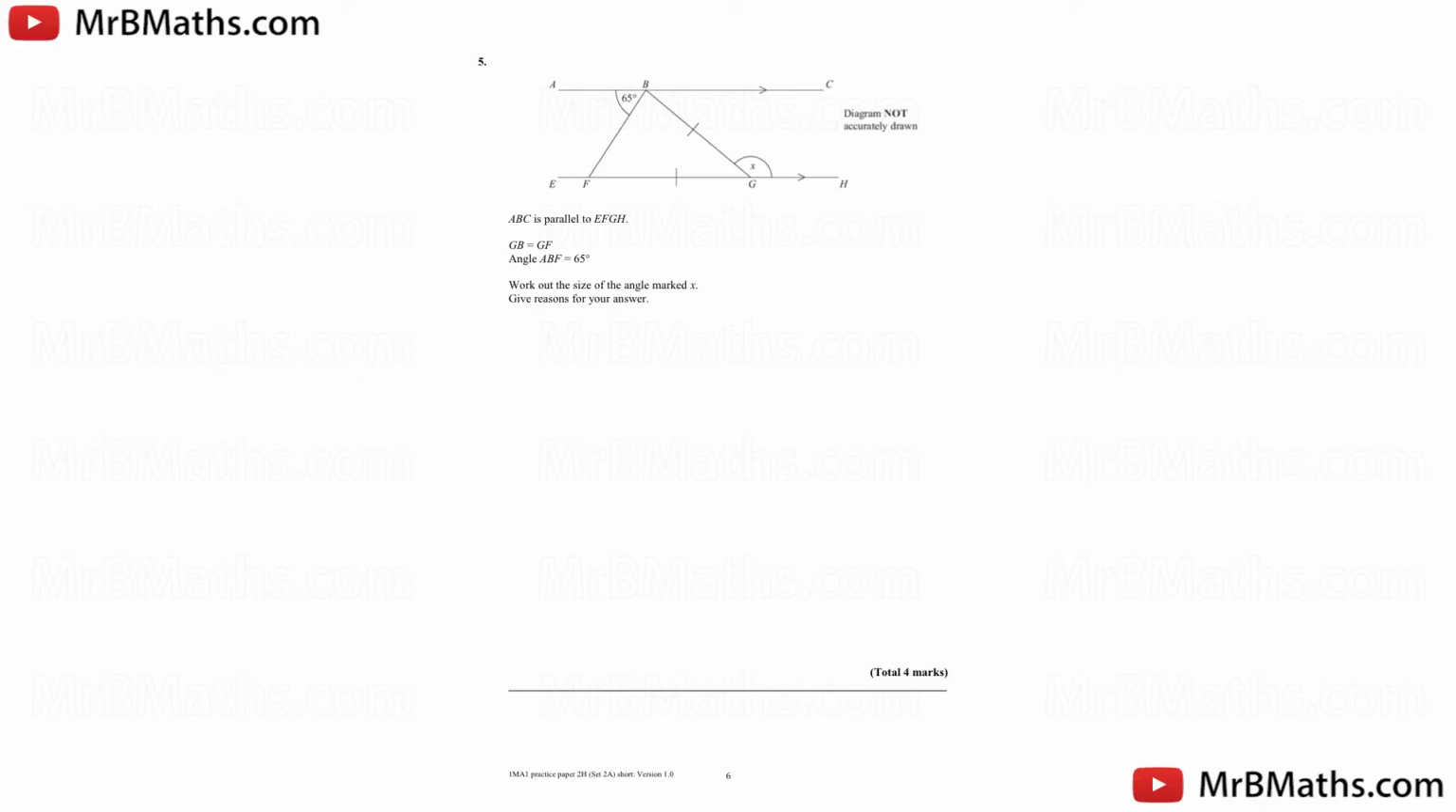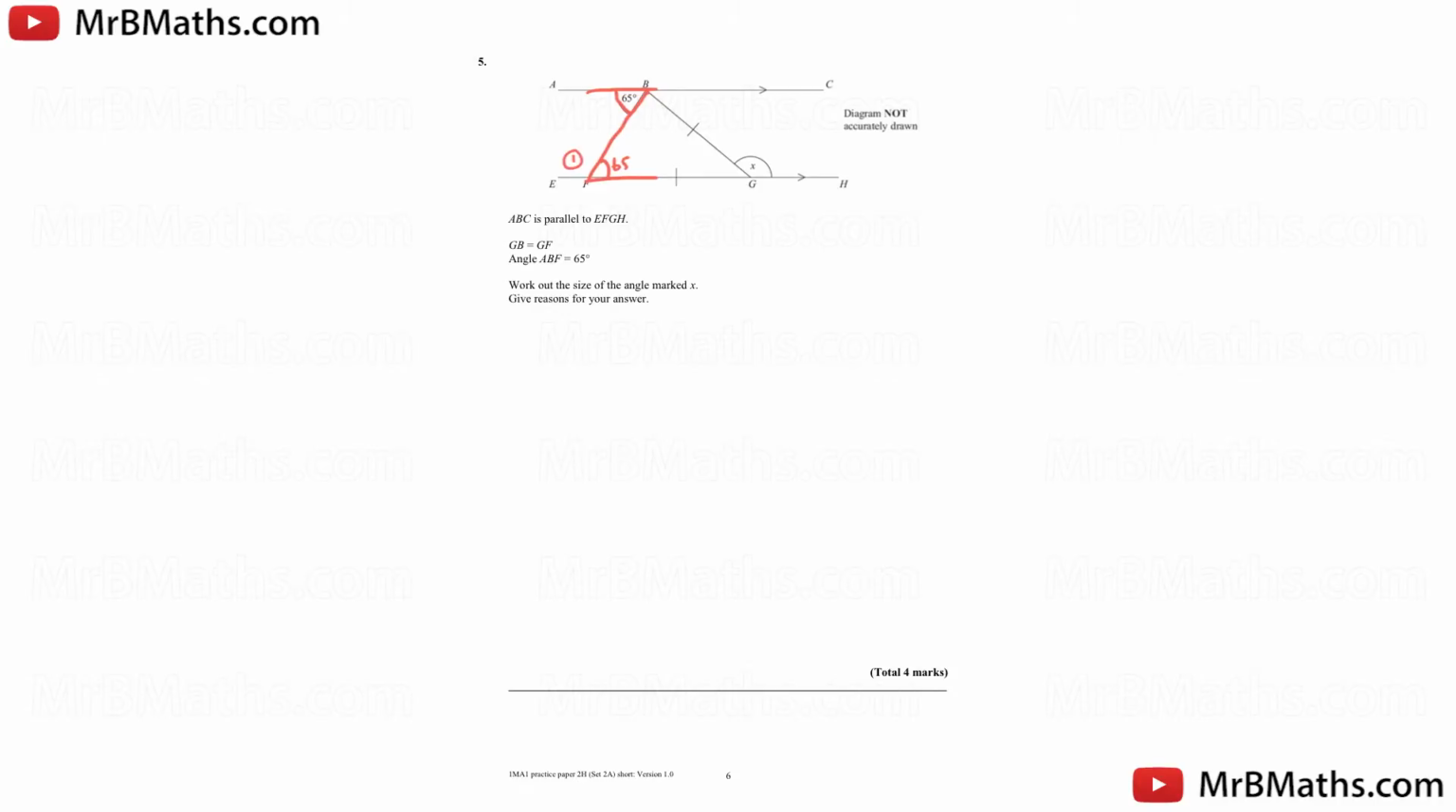Okay, question 5. ABC is parallel to EFGH. GB equals GF. Angle ABF equals 65. Work out the size of the angle marked X. Give reasons for your answer. So whenever I look at these kind of questions, I think alternate and corresponding angles. So straight away, what sticks out for me is this alternate angle here, meaning that this here is 65, this here is 65.